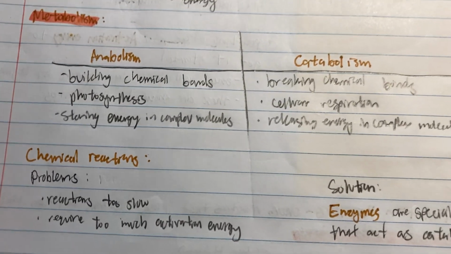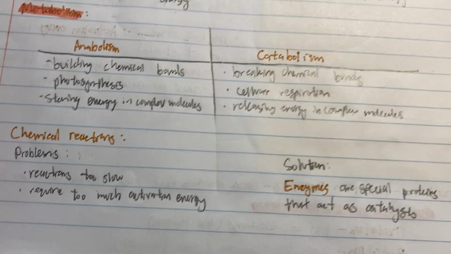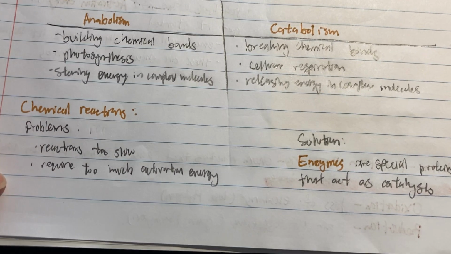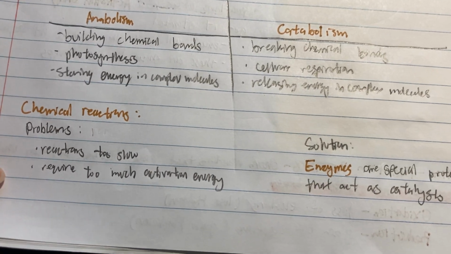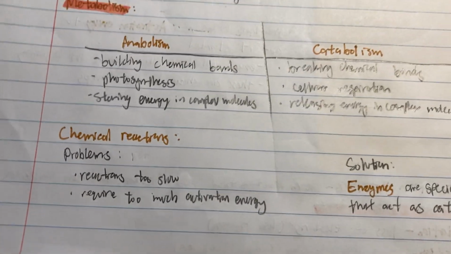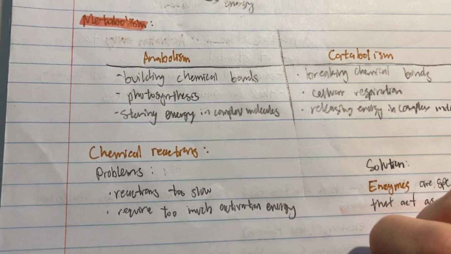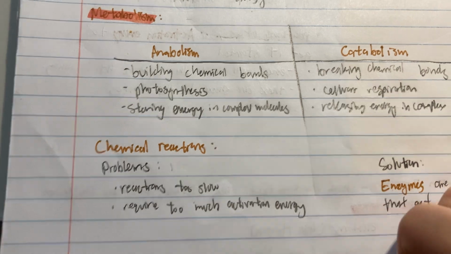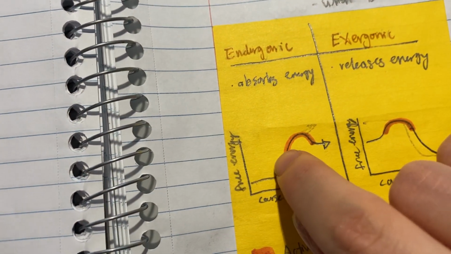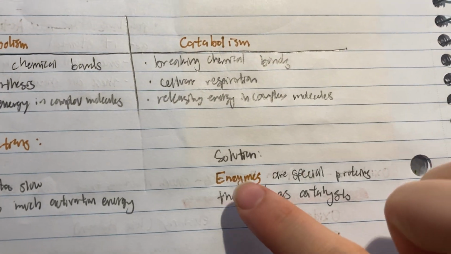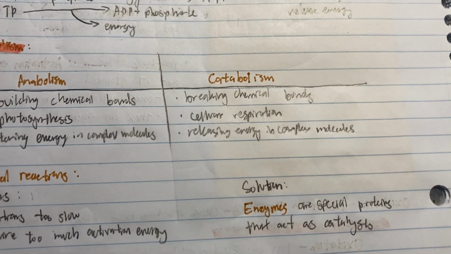And now this is what we're learning next, which is enzymes. So basically, when we have a chemical reaction, we have some problems that happen. Because chemical reactions take a really, really long time to happen, and they require way too much activation energy. Remember the activation energy? It's this little hump that's needed to start the reaction. So our solution to those problems are enzymes, and we'll be talking about that next.